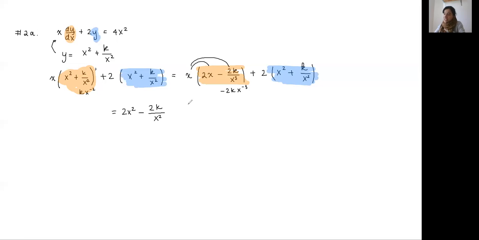Okay. All right. And then you'll have plus, and here again I'm going to distribute. And you have 2x squared plus 2 times k over x to the power of 2. And lucky for us, you see this cancels out with that, and I get that my solution over here is going to be 4x to the power of 2. Show of hands for those of you who understand.